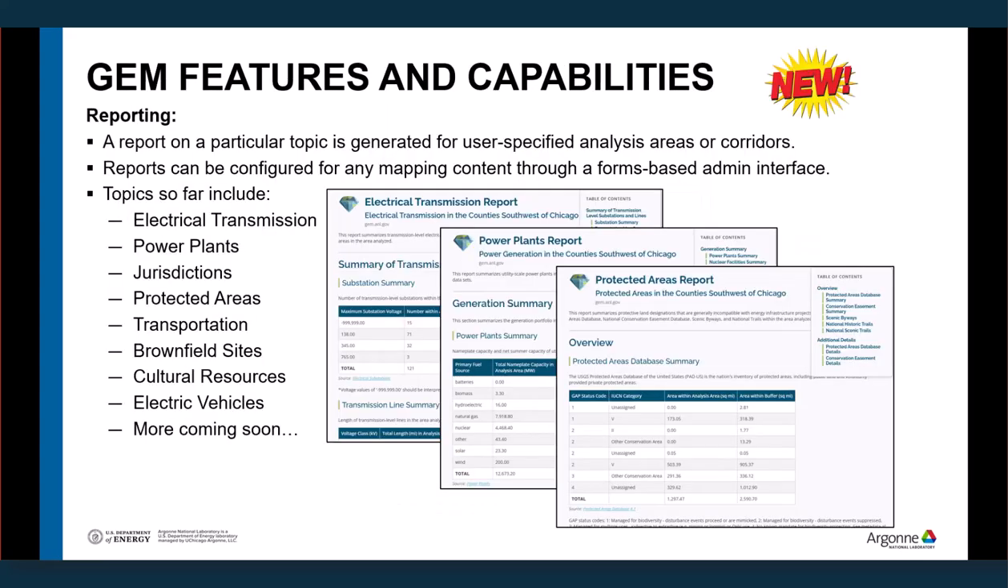On to the next feature, which is reporting, and that's just been released. I'll be talking more about that today, but here are 3 examples of some of the reports, just the top end of the report. These are generally many pages. And the way these work is that they use the content from the mapping database, but they look up information for the area that you specify. So typically you would sketch an area or a corridor on the map and then generate a report for that location, and the topics listed there have been released so far.